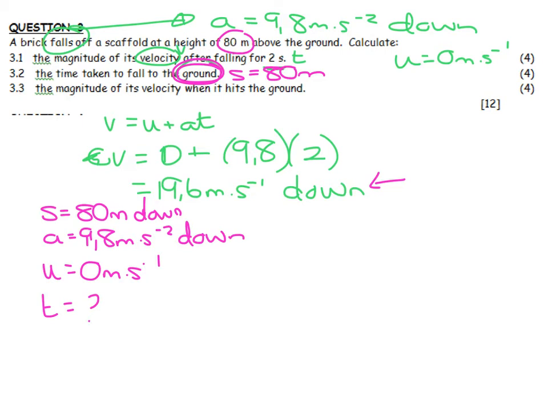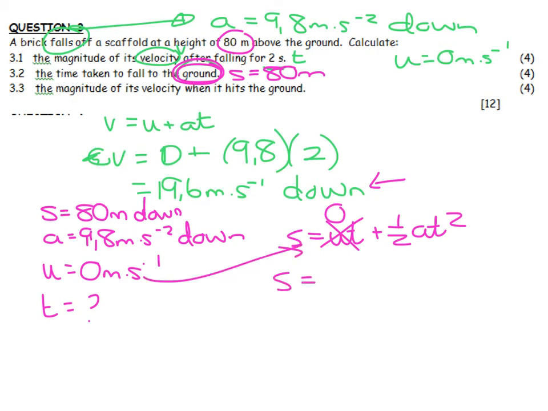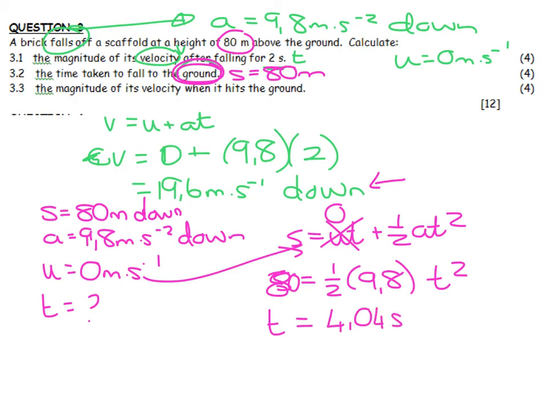So I substitute in s is equal to ut plus a half at squared. And the good news is this term disappears because of the 0 in the u. So s is equal to a half, we know s is 80, a half, acceleration 9,8, and I'm left with t squared, and t turns out to be, when I square root it, 4,04 seconds.